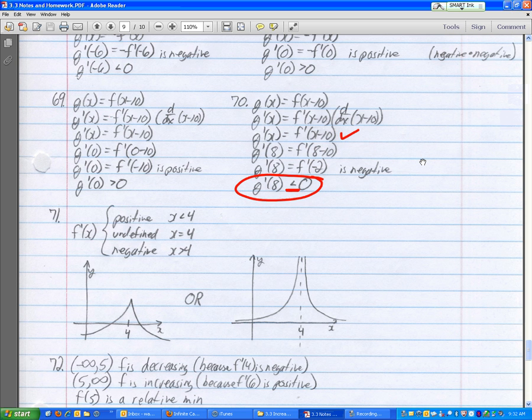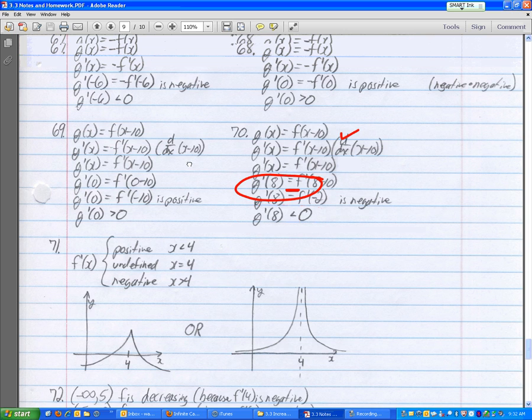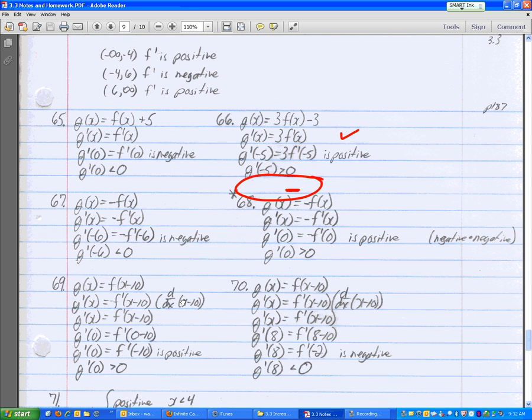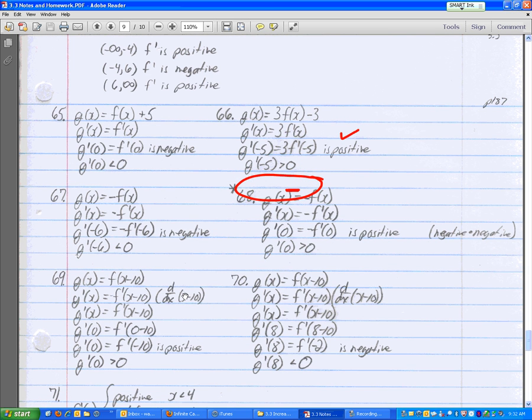Now, we want to know about g prime of 8, so put an 8 in for x. So g prime of 8 will equal f prime of 8 minus 10. Well, 8 minus 10 is negative 2. So g prime of 8 equals f prime of negative 2. Then we look at the chart. I don't think I wrote it on here, did I? Yeah, I did. So f prime of negative 2.